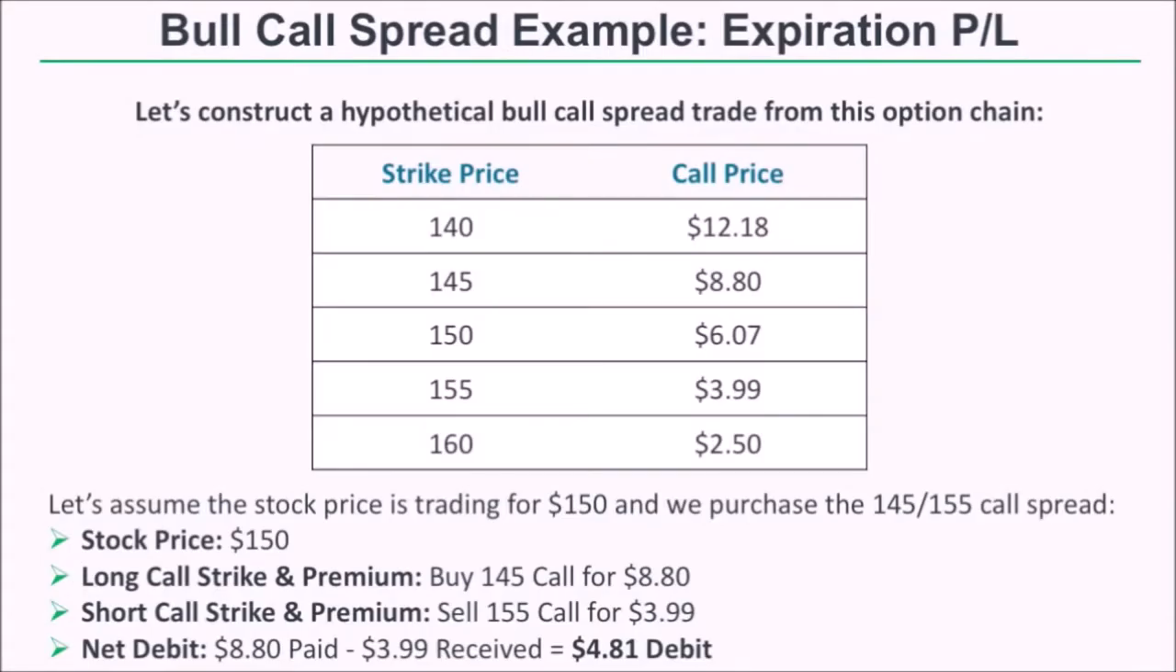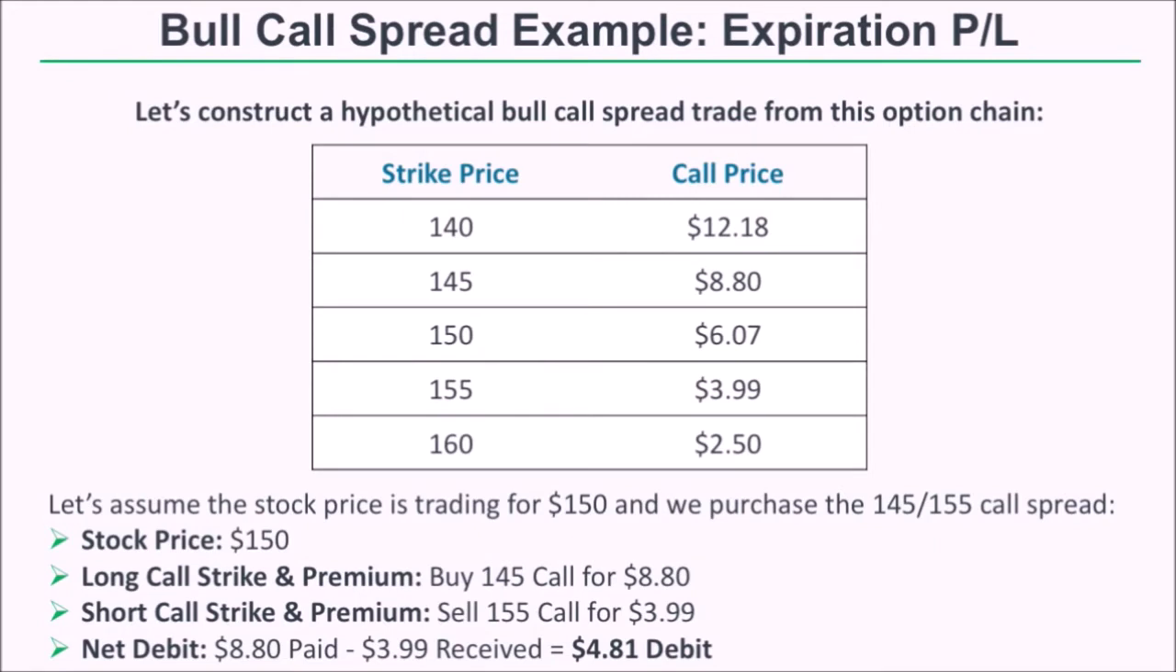So now that you know the strategy characteristics of the bull call spread, let's go ahead and look at a hypothetical example and really drill down on each of those characteristics that we just discussed. So here we have a hypothetical option chain, and we're going to construct a bull call spread from these options. So at the time of these option prices, let's say the stock price is trading for $150 and we purchase the 145, 155 call spread.